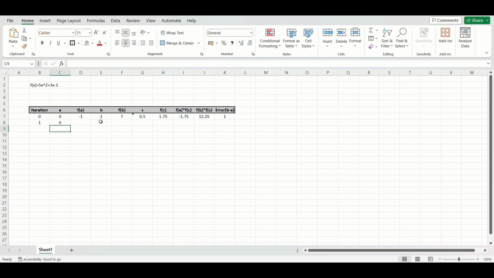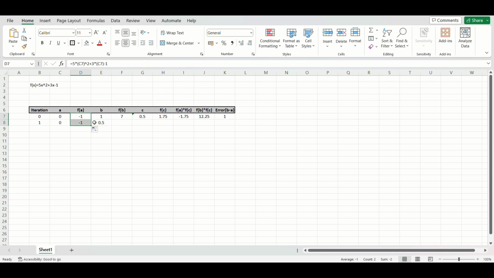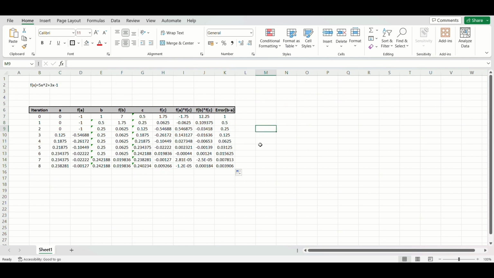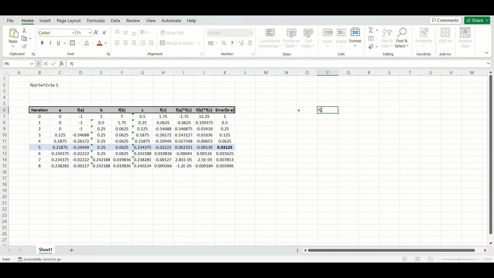For fa times fc and fb times fc, the value that we get, either greater or smaller than 0, will tell us which direction the graph will move. If the value is less than 0, then the graph will move to the left side. If the value is greater than 0, then the graph will move to the right side.